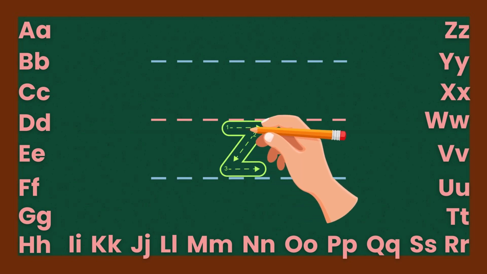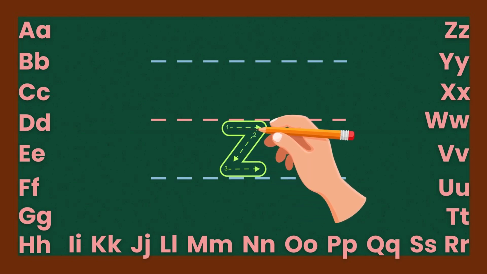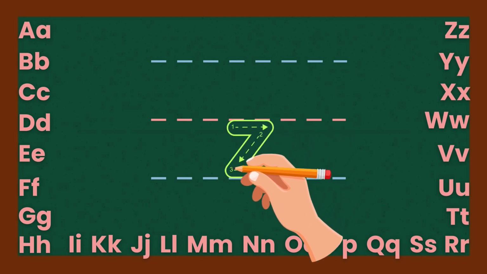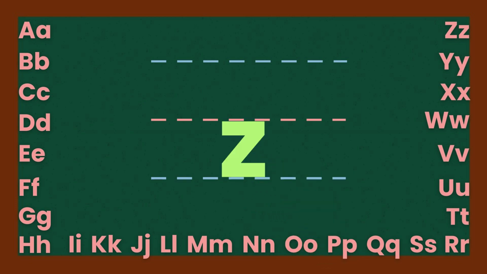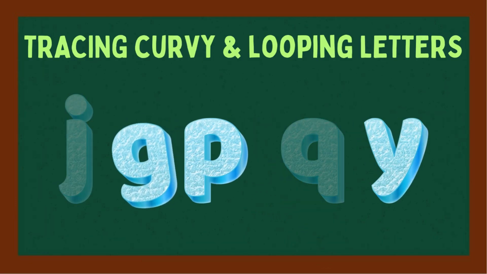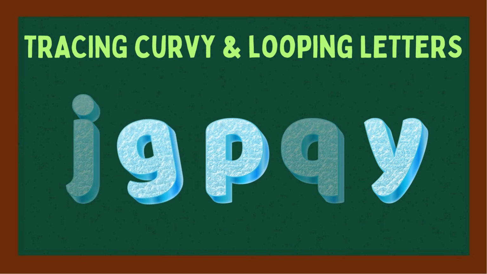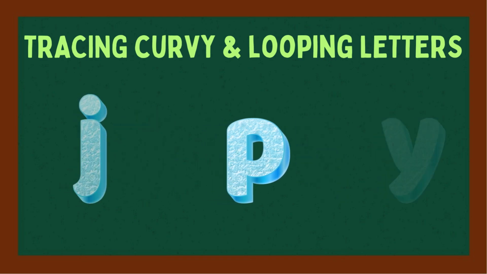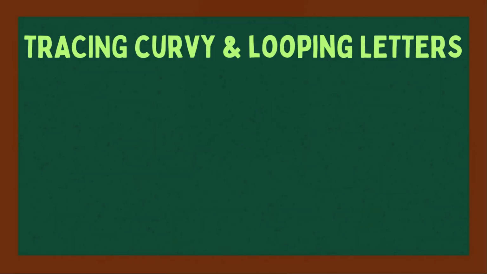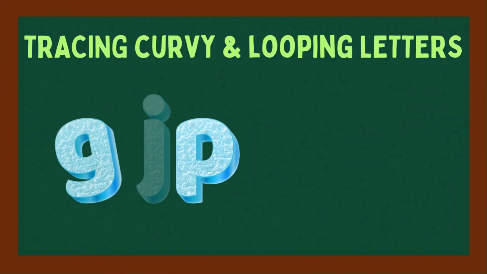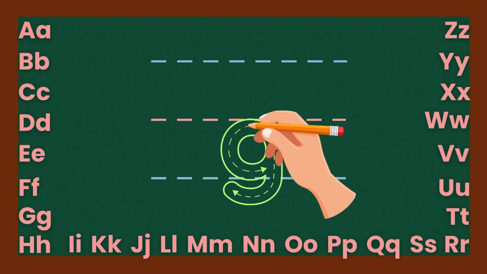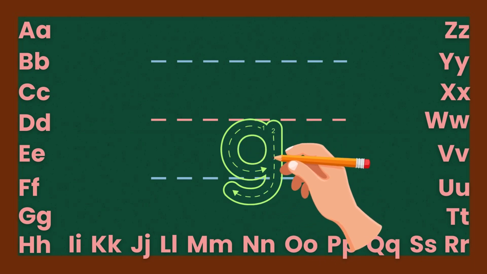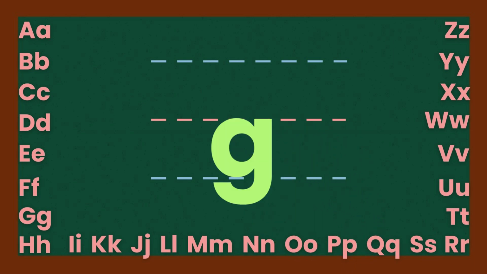Z, start at the top, make a straight line across, then slant down to the left, and finish with another straight line across. Special curvy and looping letters. Look at these tricky letters. G, J, P, Q, and Y have tails that go below the line. Let's start. G, start like an O, then add a short tail curving down.